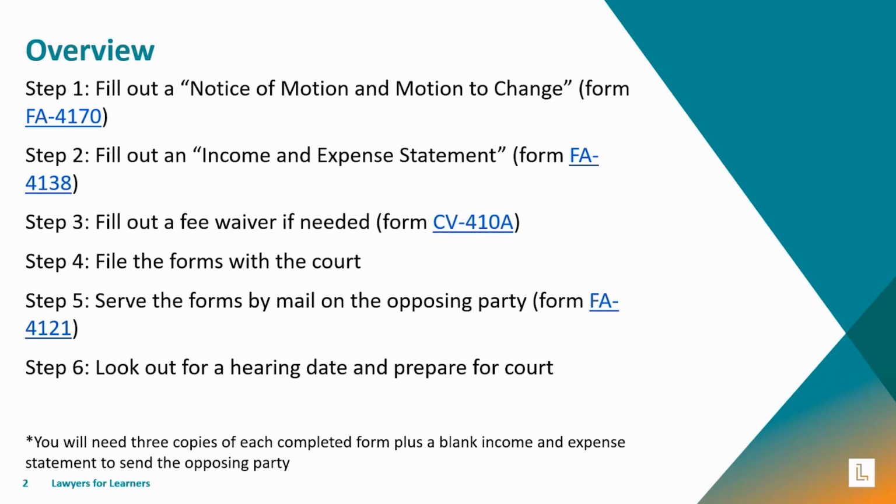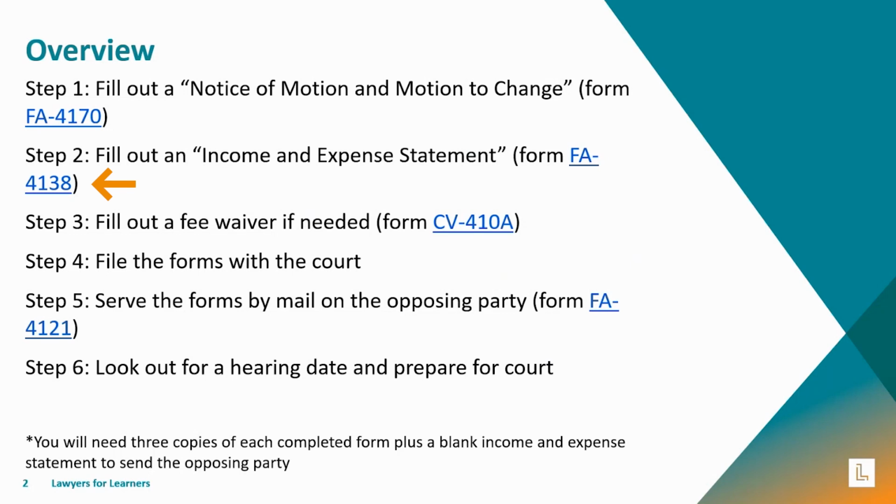The next form you will need to fill out is an income and expense statement. This is Form FA 4138. This form summarizes your current financial information. Be sure to make 3 copies of each of these forms, one for yourself, one to file with the court, and one to serve to the other party. You can check with your courthouse to see if they have a copier for you to use. You should expect a fee for making copies. For example, in Dane County, it is 25 cents per copy.